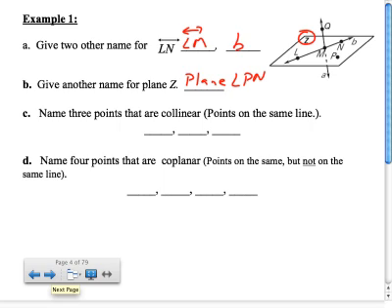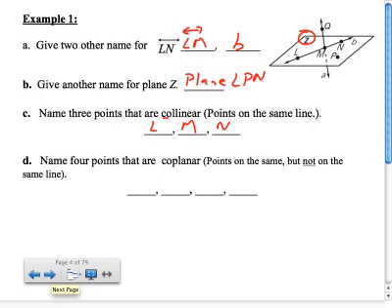It says name 3 points that are collinear. Collinear means on the same line. Co means with. Okay, you're a co-worker. You work with that person. So collinear means you're with that point on a line. So 3 points that are collinear, the only 3 here that are collinear are L, M, and N.